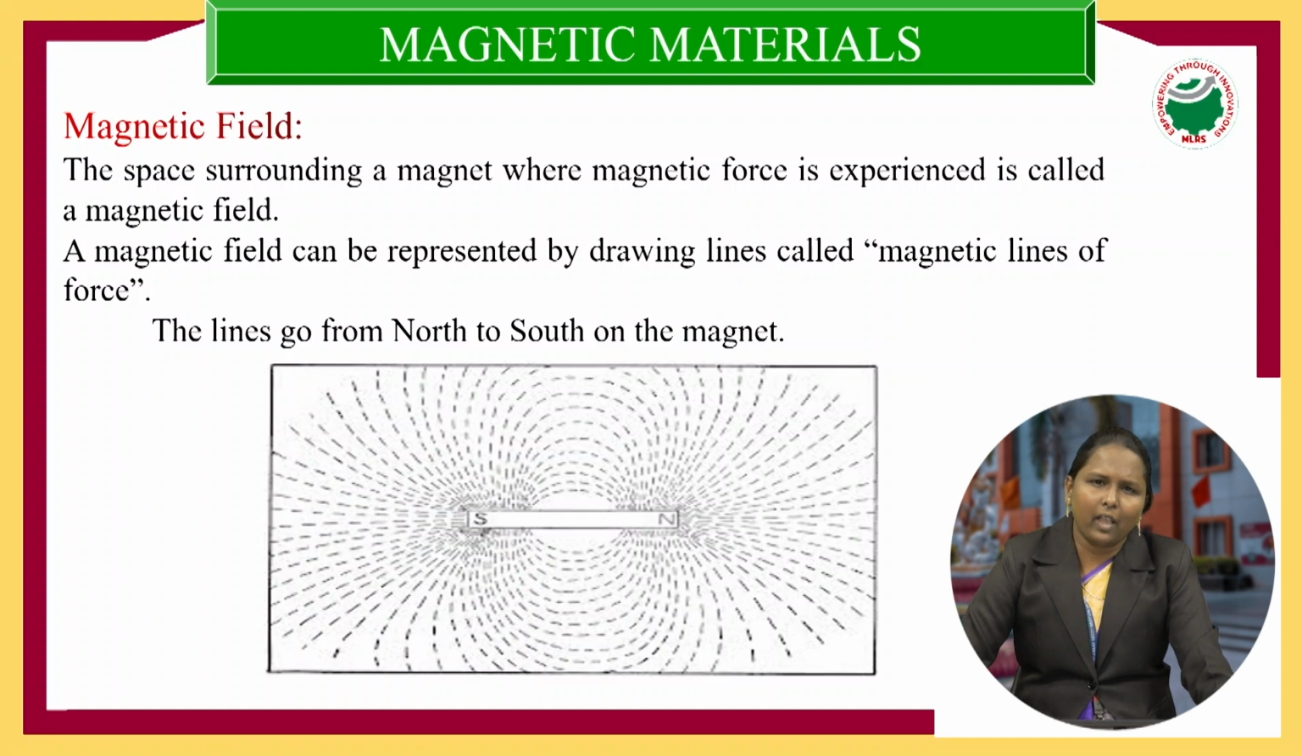Next one is the magnetic field. Every magnet has a magnetic field. So what is the magnetic field? The magnetic field is the area surrounding the magnet. The field lines are spread over the magnet, and that area is called the magnetic field. The field lines are directed from the north direction to the south direction.